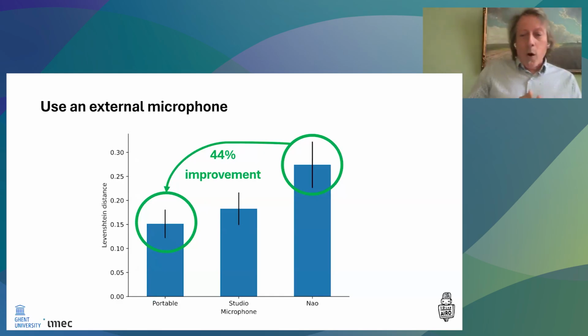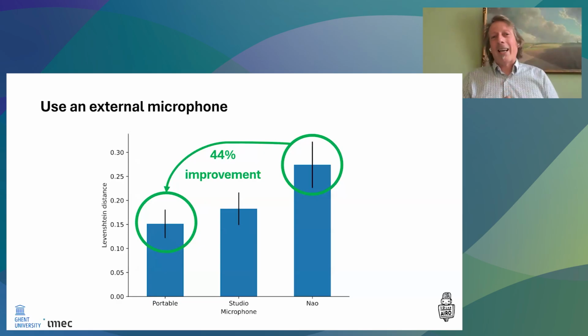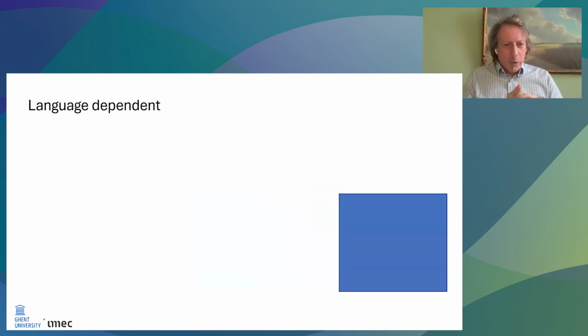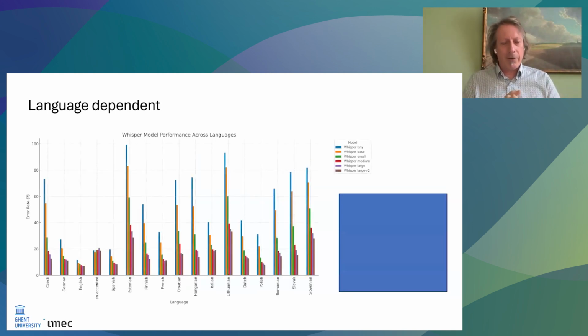Now, what we also find is that, of course, speech recognition is language dependent. Now, the third one there is English. And you see, the English performance is the best. Yeah? So you get the lowest error rates, no matter what kind of Whisper model you're using. But you don't want to be speaking Estonian or Lithuanian. It really shows that for different languages, you can expect really different performance.